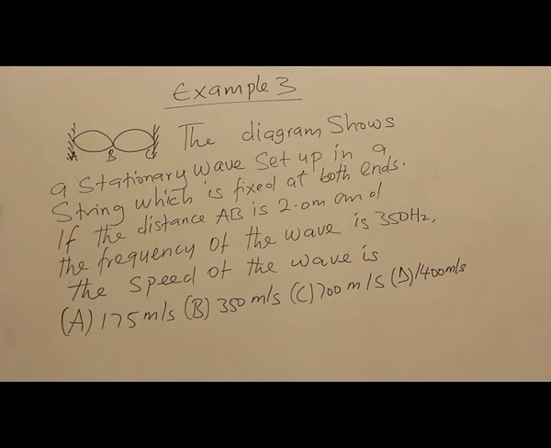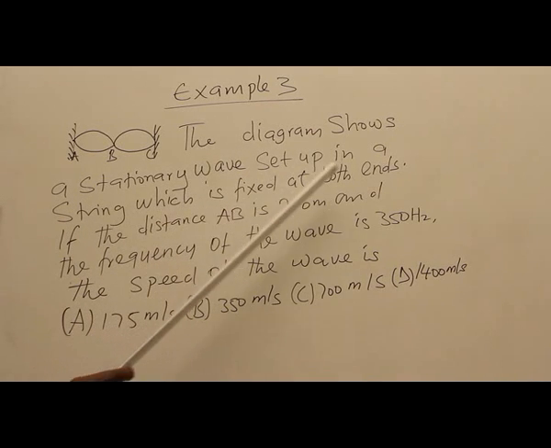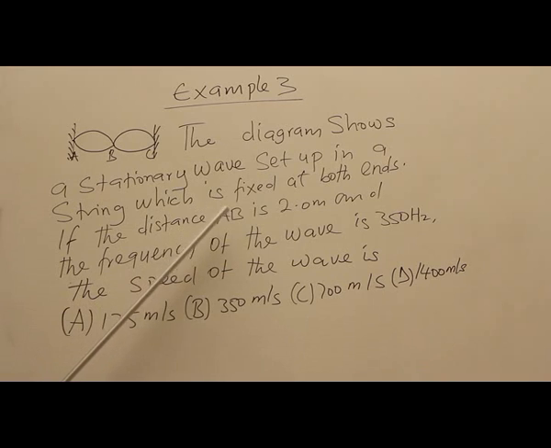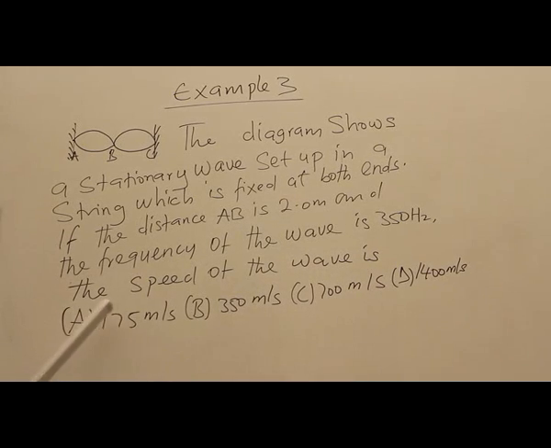Example 3. The diagram shows a stationary wave set up in a string which is fixed at both ends. If the distance AB is 2.0 meters and the frequency of the wave is 350 Hertz, the speed of the wave is A, 175 meters per second, B, 350 meters per second, C, 700 meters per second, D, 1400 meters per second.